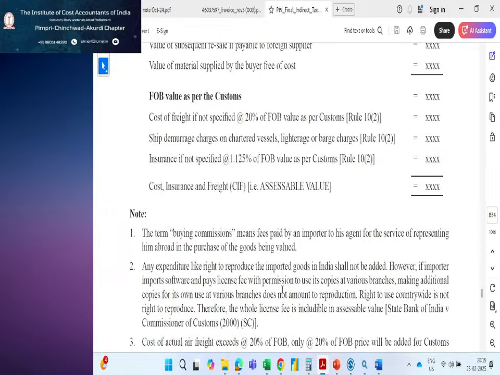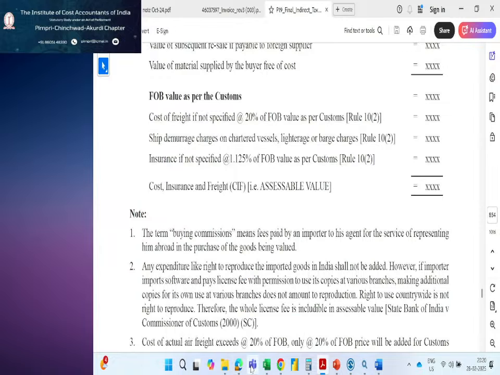So whatever commission I pay to my agent for clearing the imported goods, those should not be considered while calculating the assessable value. So here we are seeing what are the items which we have to consider while calculating the assessable value.